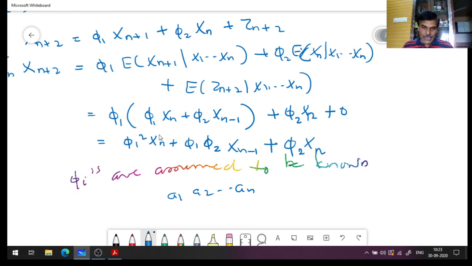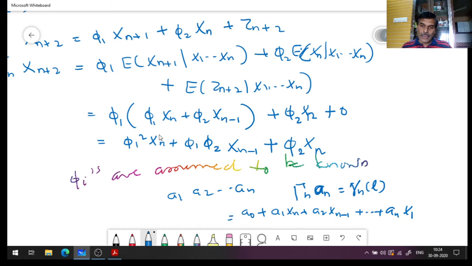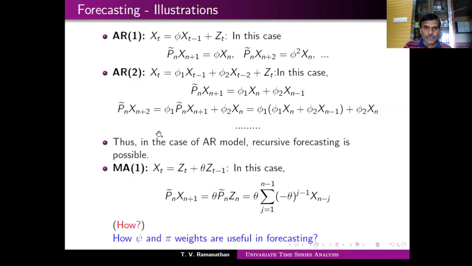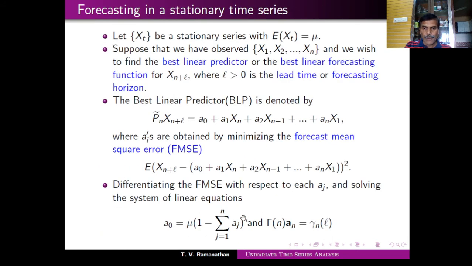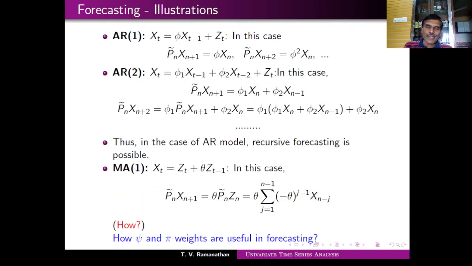Because if you don't have that kind of structure, I have to actually solve this equation gamma n a n is equal to gamma n l. So I need to get the vector a n by inverting this and then putting it here. And once you have the a n vector, I also have to obtain a naught. So the best predictor is given by a1 xn plus a2 xn minus 1 plus etc. plus an x1. How do you get this a naught, a1, etc.? By inverting this equation, as well as a naught which you obtain by the first formula. This is the a naught formula, right? If you have mu equal to 0, a naught is 0, so it doesn't contribute, whereas otherwise it contributes. So for all illustration purposes, we take mu equal to 0.